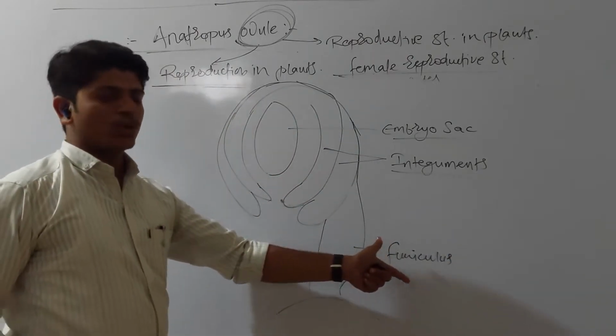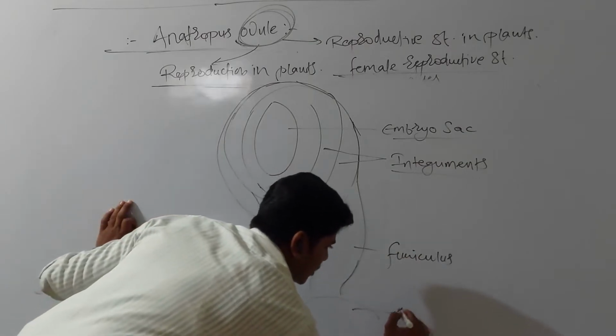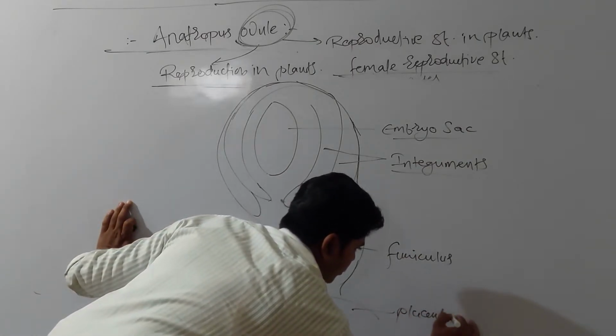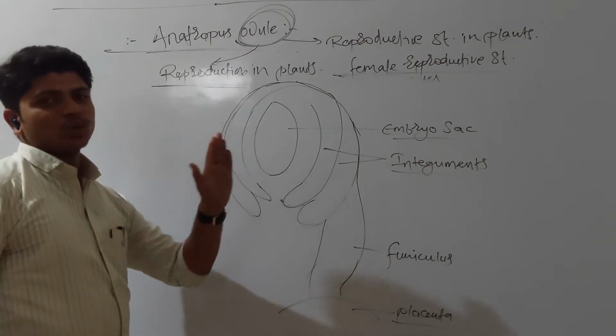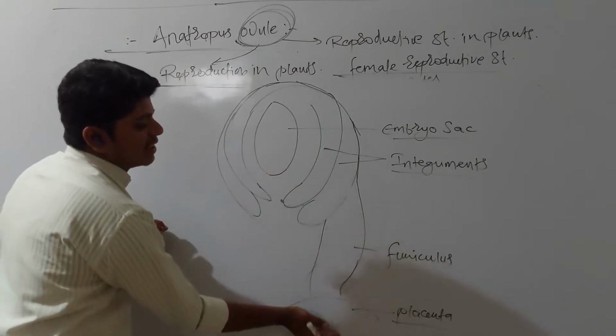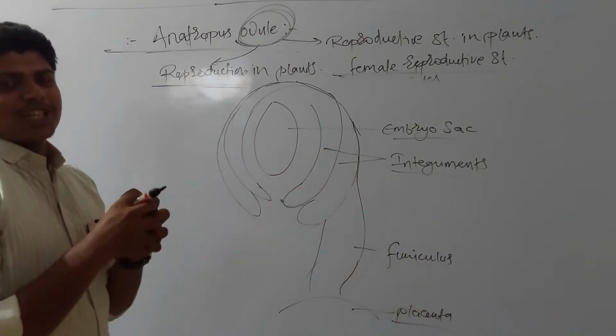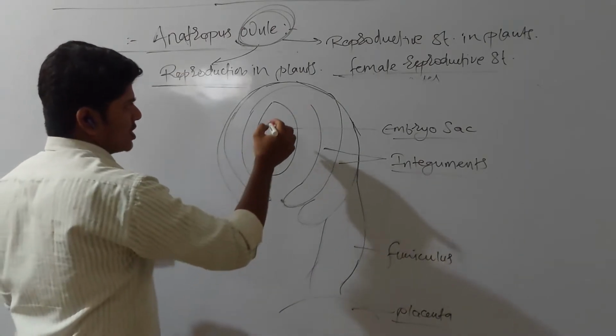What the funiculus does is attach the ovule with the placenta. Placenta provides nutrition to this ovule, and the funiculus attaches the ovule with the placenta for nourishment. This is the embryo sac.